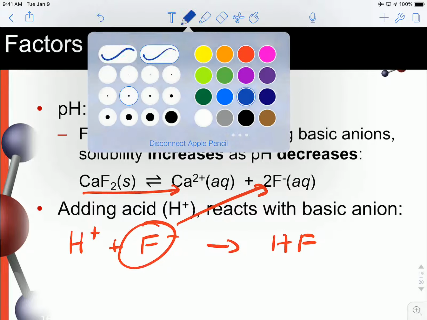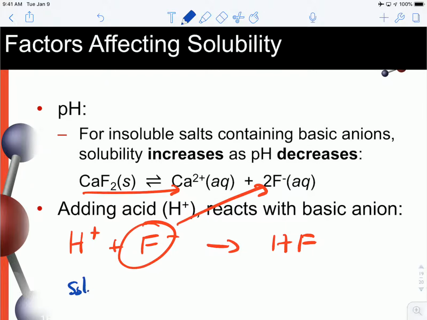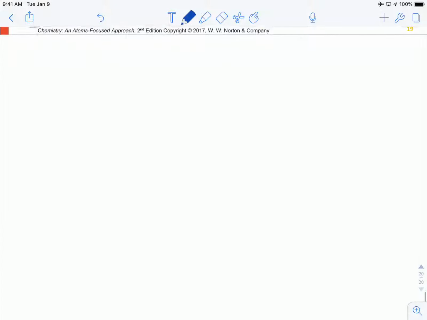Let me just write that, and that will be the end of our video. That's one out there. Solubility increases, I'll use an upward arrow, as the pH decreases. I'm sorry. That's right. And with that, I think that is the end of our video.